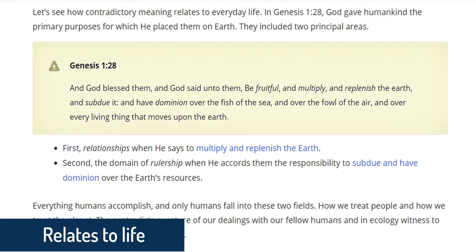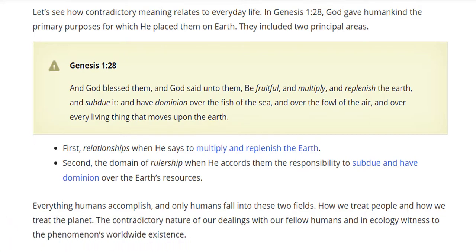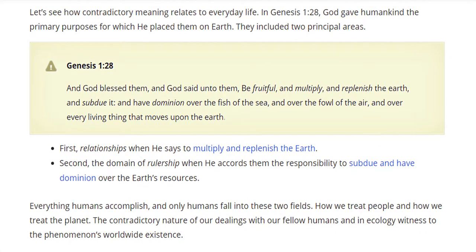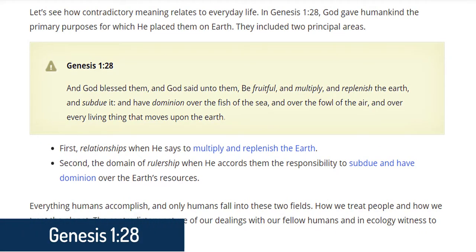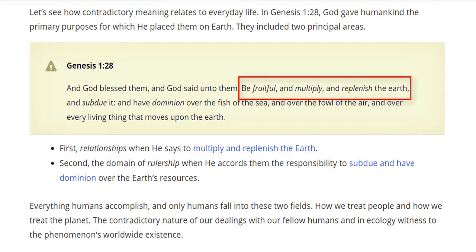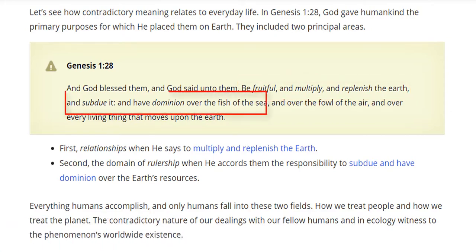Let's see how contradictory meaning relates to everyday life. In Genesis 1, verse 28, God gave humankind the primary purposes for which He placed them on earth. They include 2 principal areas. Genesis 1, verse 28: And God blessed them, and God said to them, Be fruitful and multiply, and replenish the earth, and subdue it, and have dominion over the fish of the sea, and over the fowl of the air, and over every living thing that moves upon the earth.